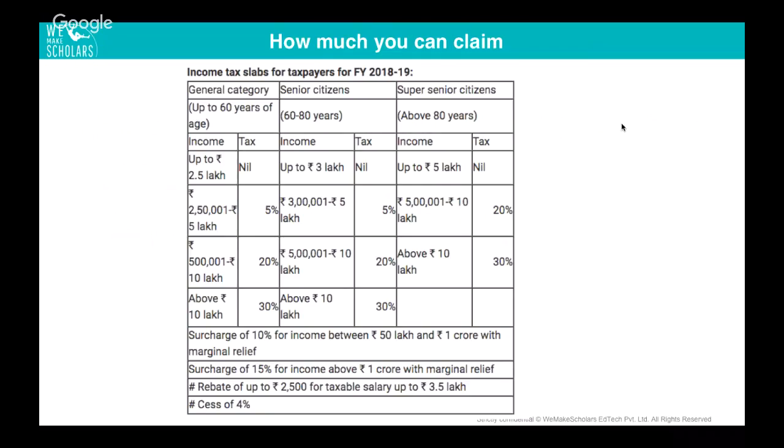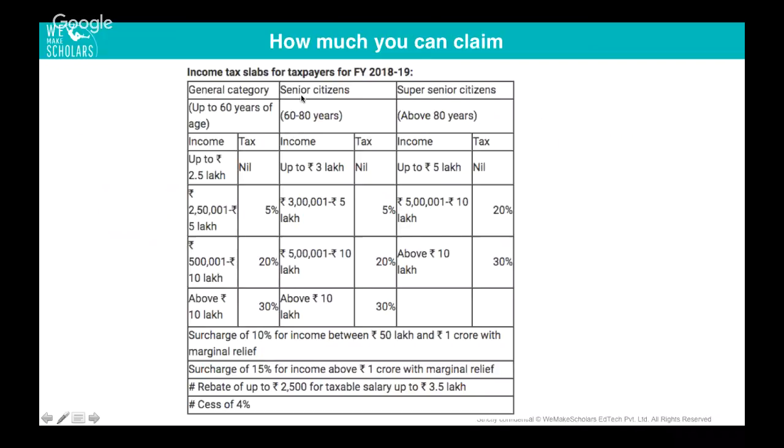Now, how much can you claim? So that's also very important. I have put the recent screenshot. This is for financial year 18-19, as per the recent budget which came out, I think, a month or 2 months ago. So general category, up to 2.5 lakhs, there is no tax. If your income is between 2.5 to 5 lakhs, there is 5% tax. If your income is between 5 lakh to 10 lakhs, it's 20% tax, and above 10 lakhs, it's 30% tax.